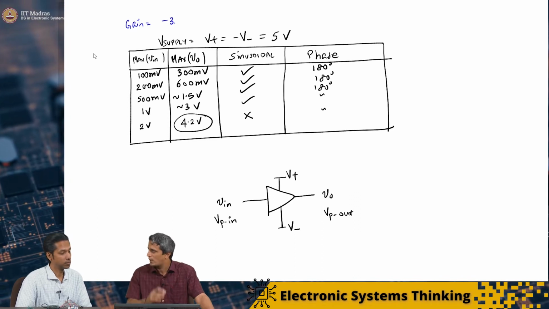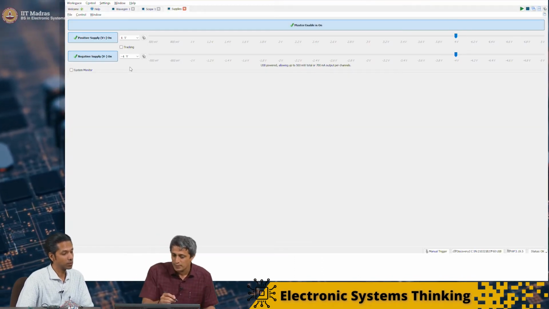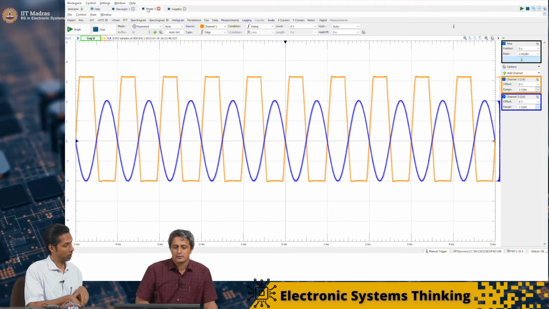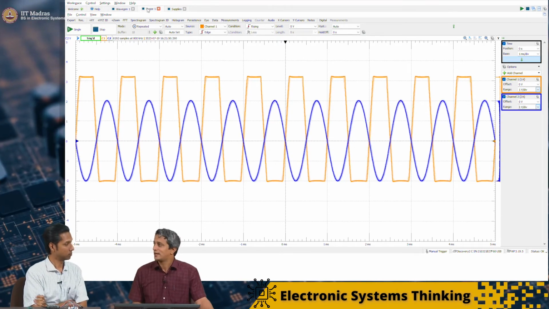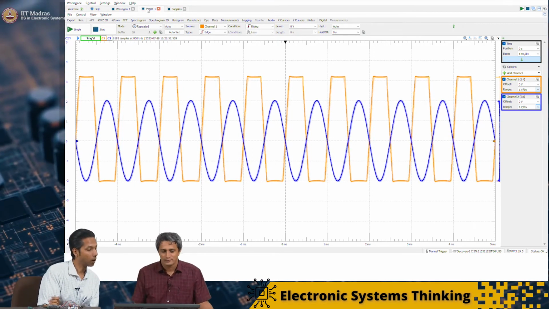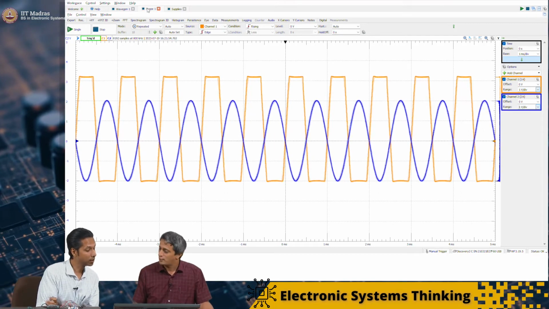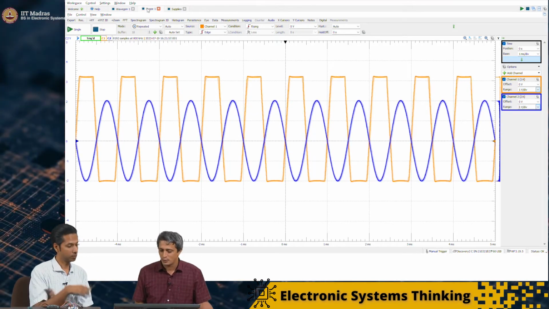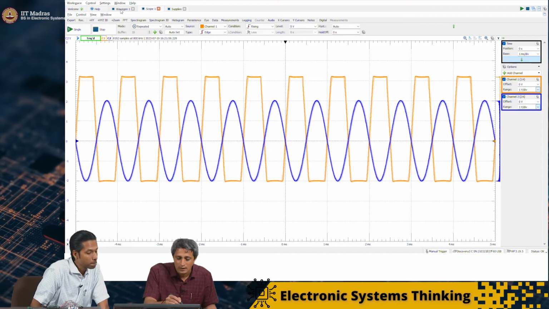I want to see what's going to happen now if I repeat this experiment. It may happen at an even lower voltage. There you go. I did not do anything to the input voltage.